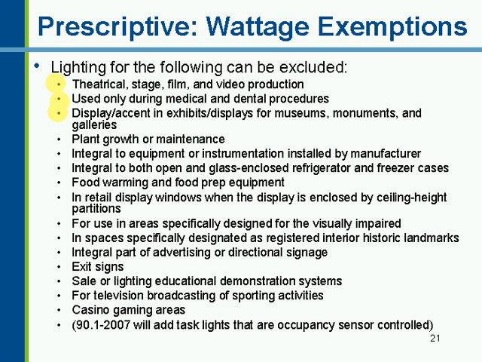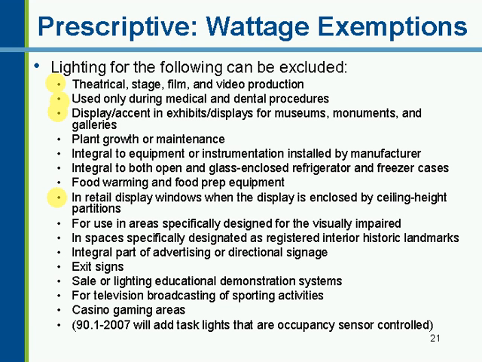The third one, displays and accent lighting in museums and monuments. Again, it's not the overhead lighting for general illumination. It's just the lighting that's there specifically to highlight exhibits and displays. You have to keep those two separately. Another one of note, in retail display windows, it's exempted only when the display window is enclosed by ceiling height partitions. So if you have a window display, but that window area is open to the rest of the retail sales floor, you cannot exempt that lighting, only when it's a separately enclosed retail display.